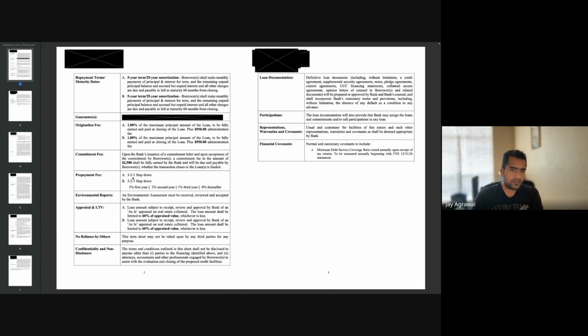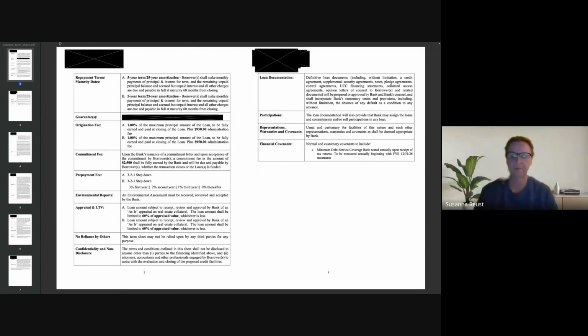And I did forget to mention the prepayment penalties. This one has a 3-2-1 step down. So basically, what that means is if you refinance within the first year, your penalty will be 3% of the outstanding balance, lowers to 2%, and then 1%, and then no PPP thereafter.